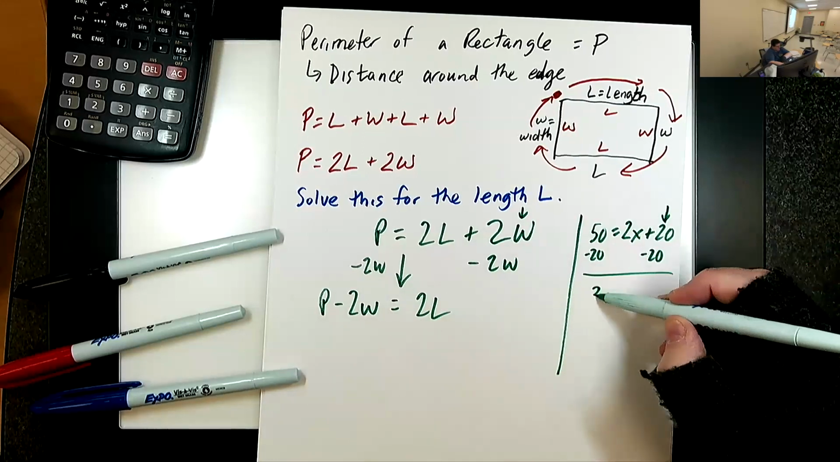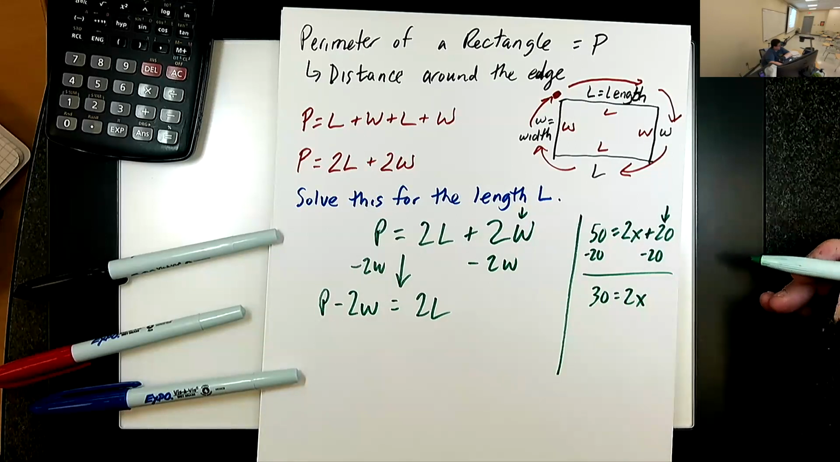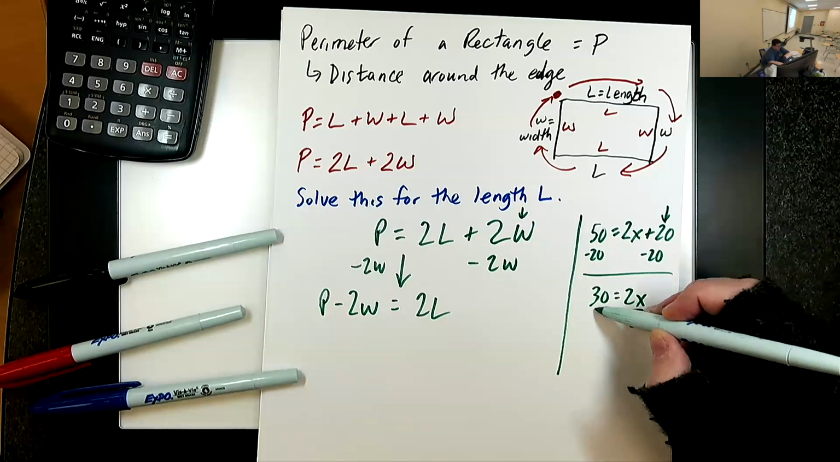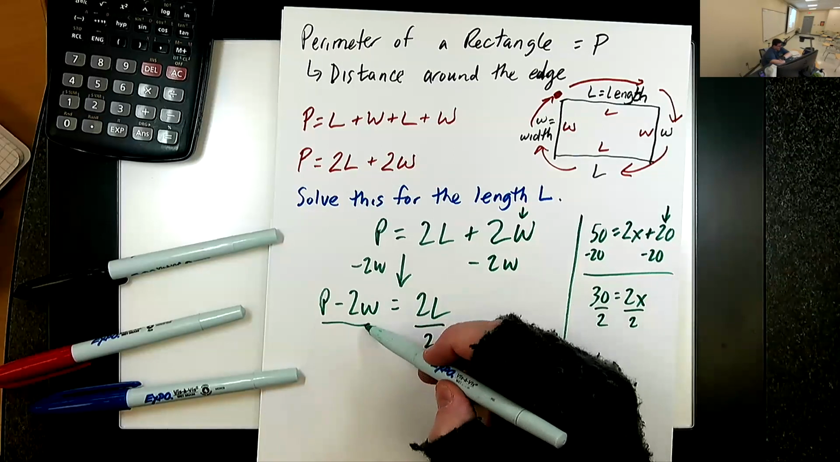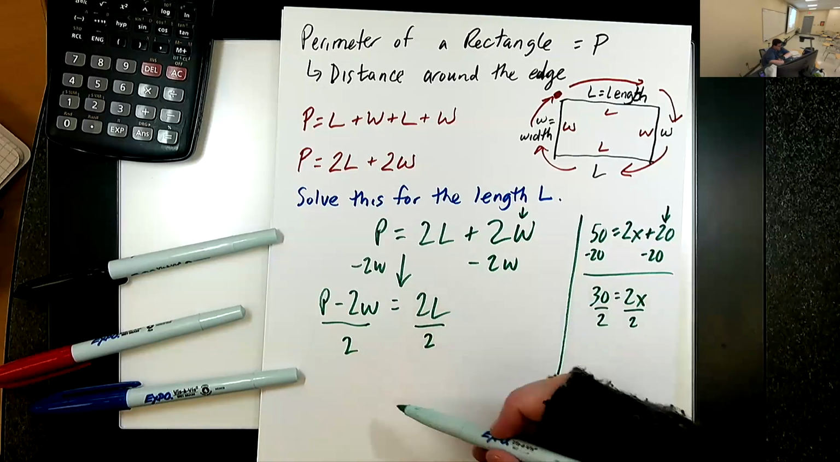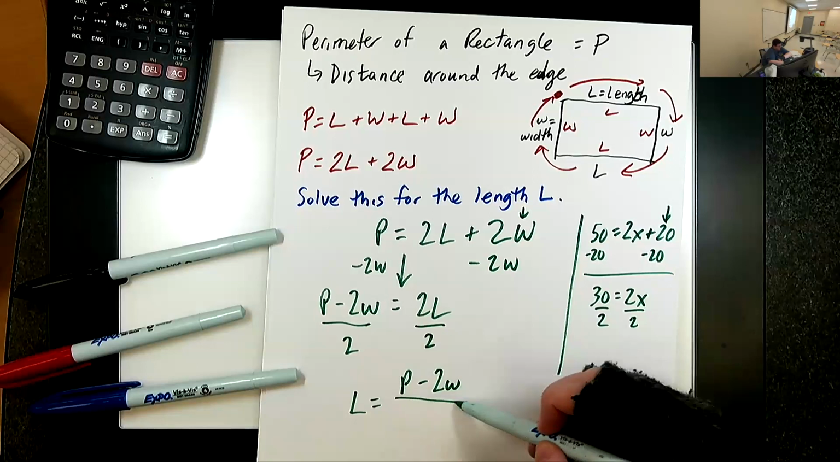And then over here, I would have had 30 equals 2x, and what would I have done here? Divide by 2, right? So I can do that here. I want to get L by itself, so I'll divide by 2. So L is going to equal P minus 2W over 2.